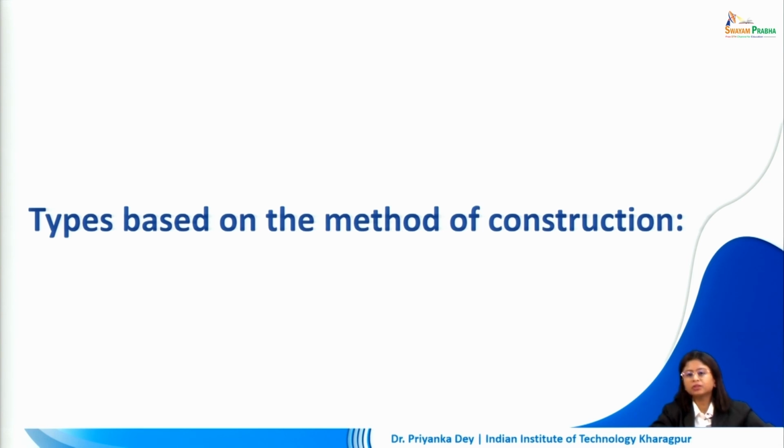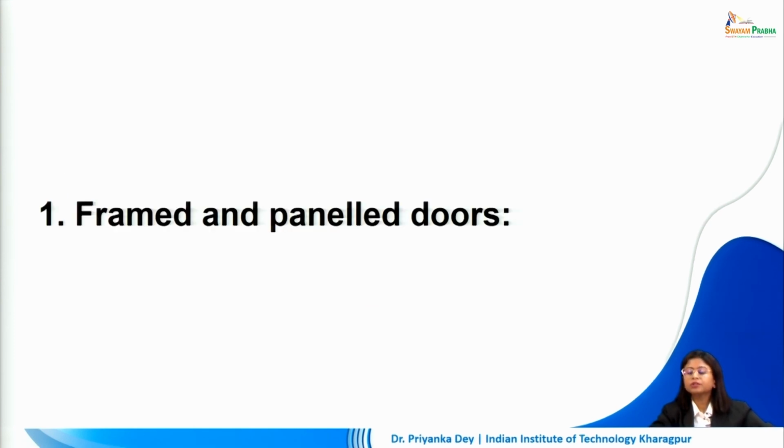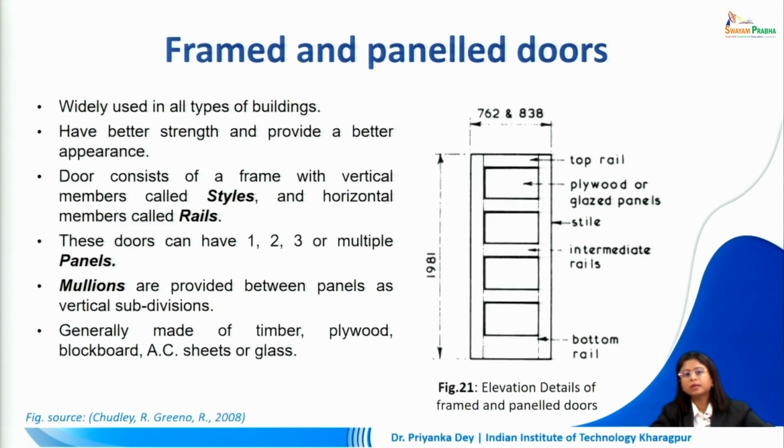Now, let us try and differentiate between the types of doors based on the method of construction. So, here we can have framed and panel doors, glazed or sash doors, flush doors, louvered doors and wire gauged doors. So, the first one we are going to take a look at is framed and panel doors. This is a very widely used type of door in our buildings. They have a better strength and provide better appearance.